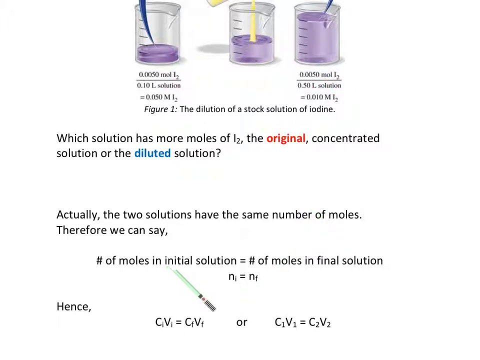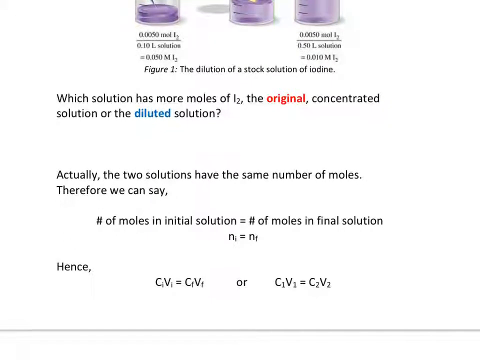Since the number of moles in the initial solution is equal to the number of moles in the final solution, we can represent that using this. From the formula c equals n over V, we can rearrange that to give n equals cV. So the number of moles is equal to the concentration in moles per liter times the volume in liters. We end up with a formula like this by substituting this in on my left-hand side and also substituting this in on my right-hand side.